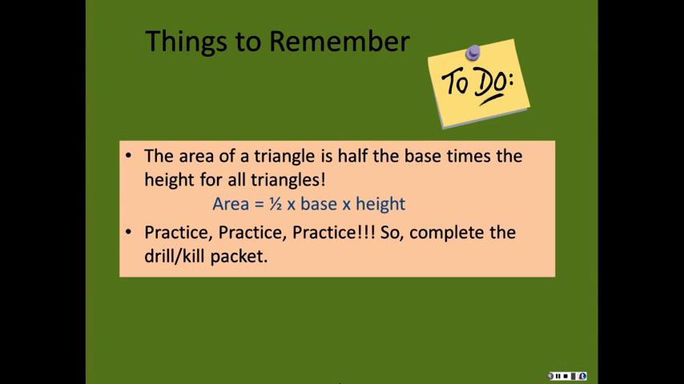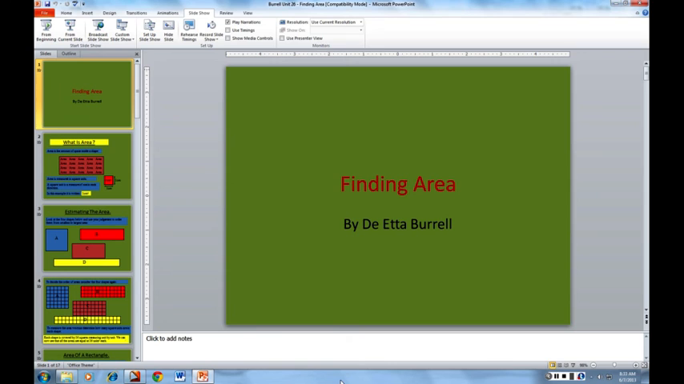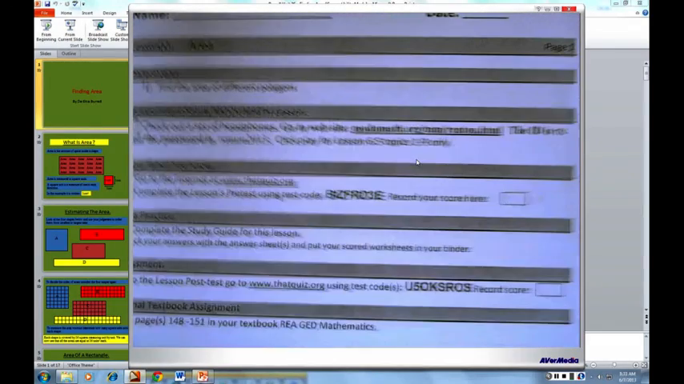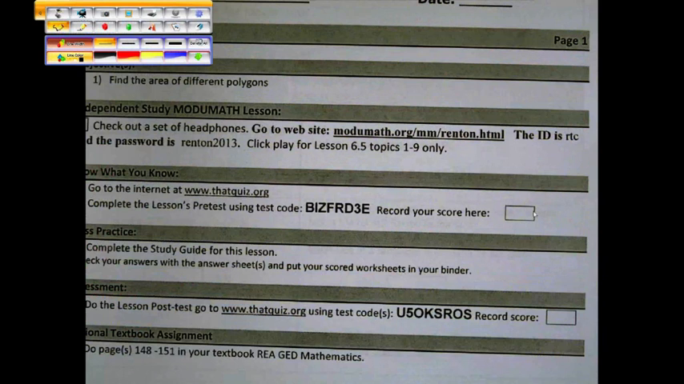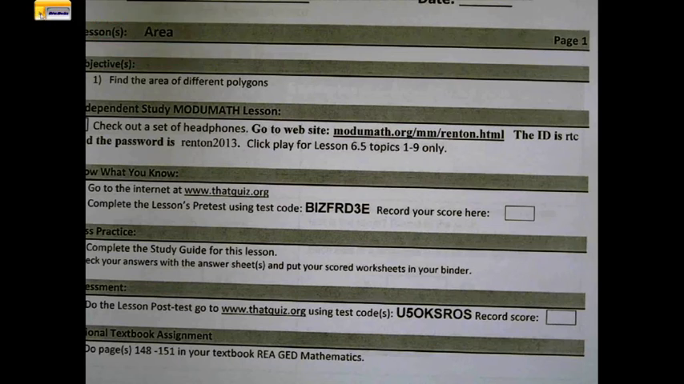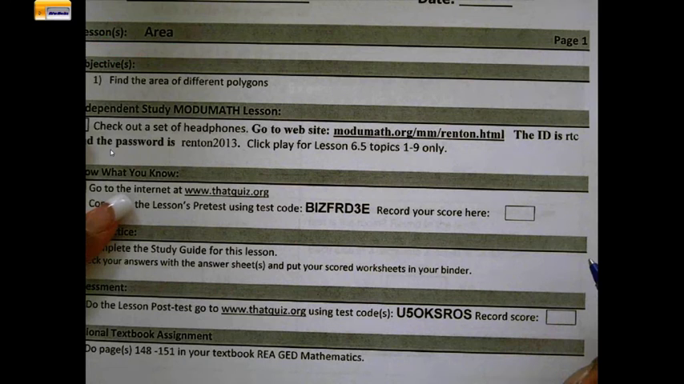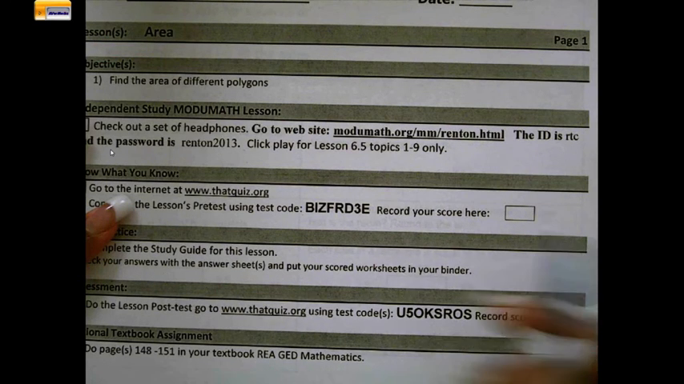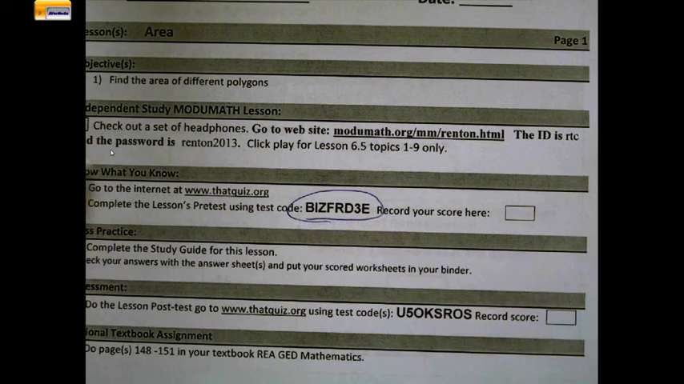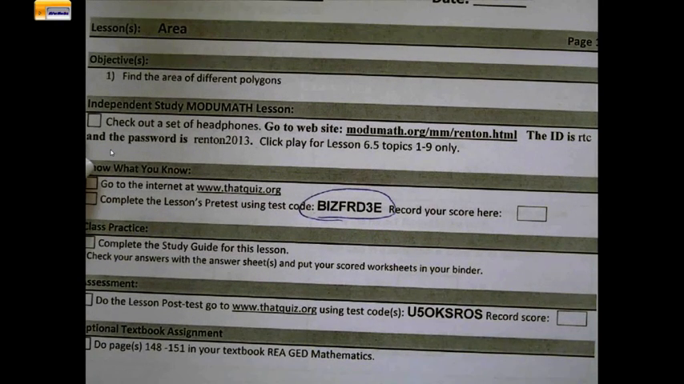Now go ahead and go to your packets. You have a pre-test and a post-test in your packet. Your pre-test is BIZFRD3E. Your post-test is U5OKSROS.